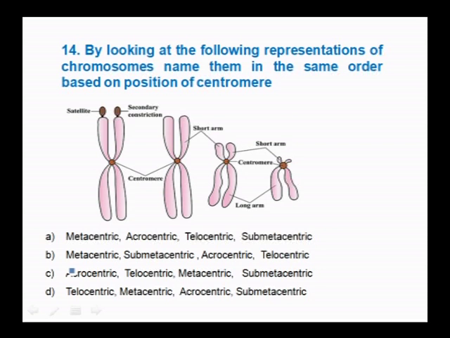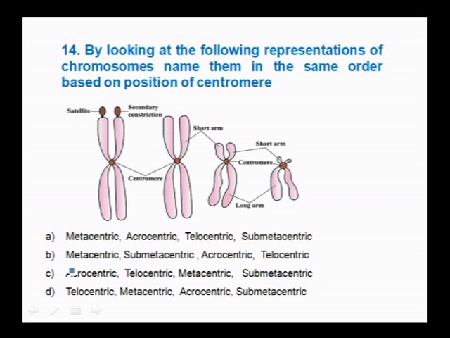Moving on to the 14th question, we have sets of chromosomes here, different types of chromosomes classified based on the position of the centromere. The question is, by looking at the following representations of the chromosome, name them in the same order based on the position of the centromere. The first diagram has the centromere exactly at the center.